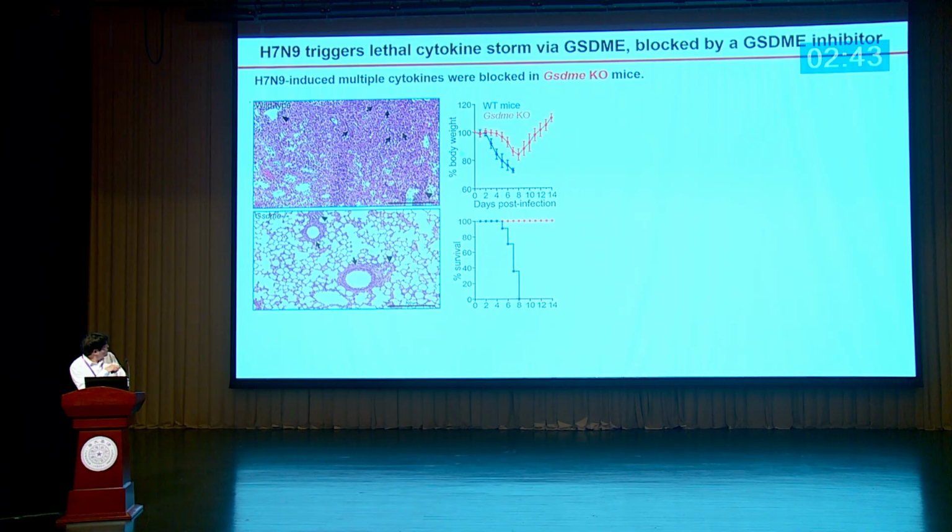You look at the body weight change: in wild-type mice, the body weight decreased and the mice died. The knockout mice also have body weight decrease, but then they can recover and stay alive. It's a very dramatic phenotype.